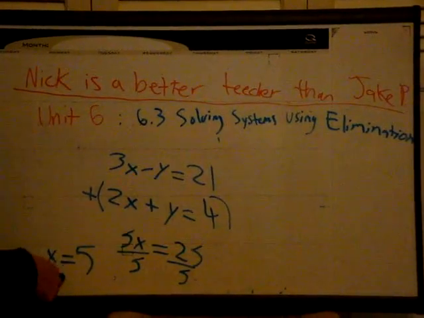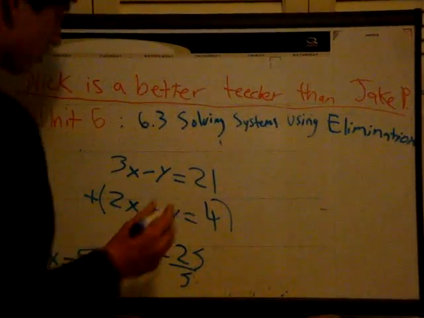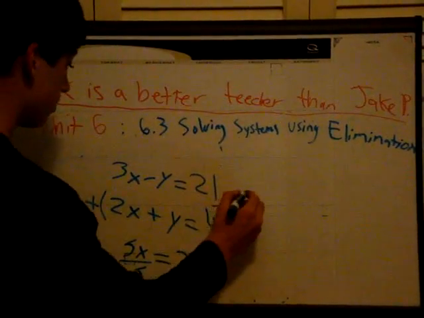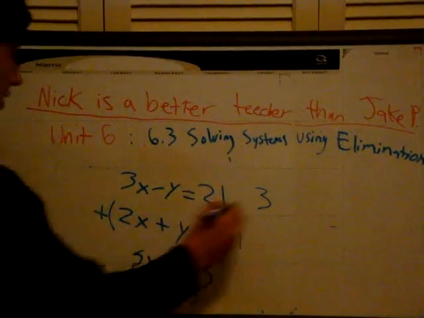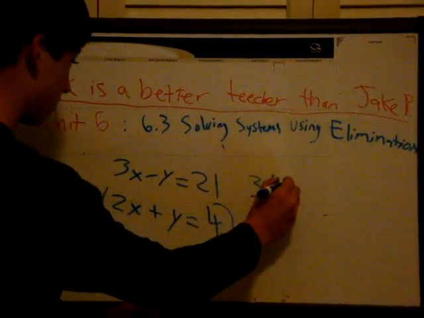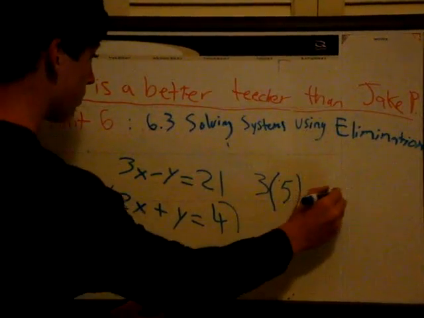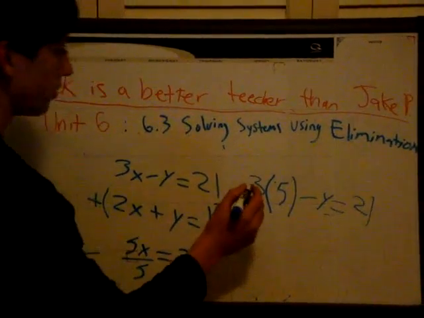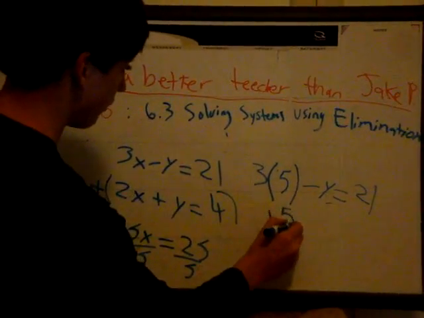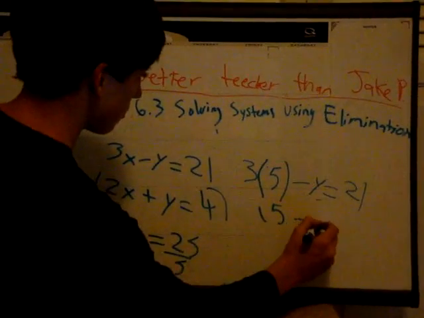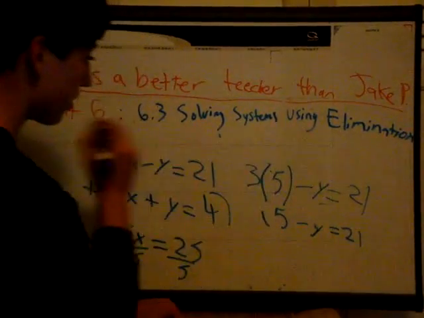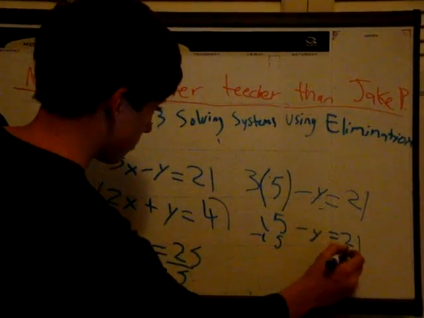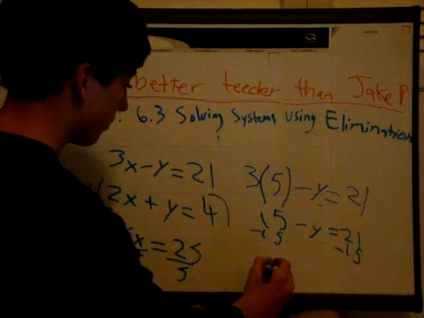We have to plug this into this now. Or either one, it really doesn't matter actually, but let's just do this one. So 3 and x is 5, so now we can do this. 3 times 5 minus y equals 21. Oops. So we multiply these, that's 15 minus y equals 21. So what we do is subtract 15 on both sides. Subtract 15. That will give us negative y equals 6.